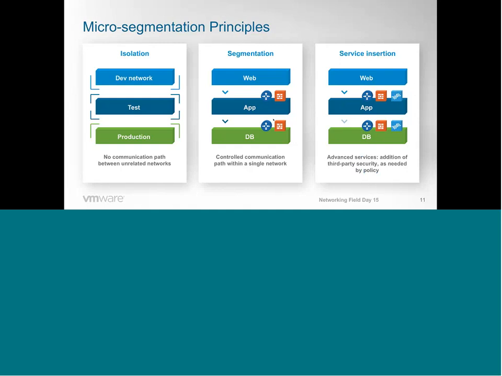And the last kind of concept here is around service insertion. So I explained before that we're putting that firewall, if you will, between the virtual machines. That firewall that exists within NSX is a layer 2 through layer 4 firewall. So this means that I can do things like source IP, source port and protocol, destination port and protocol, etc. 5-tuple rule building.